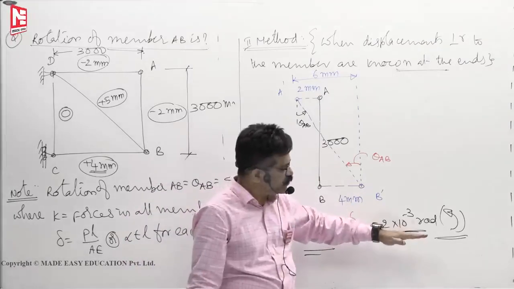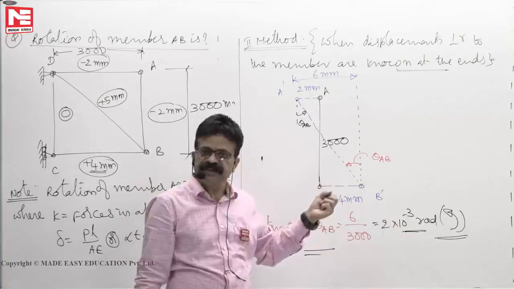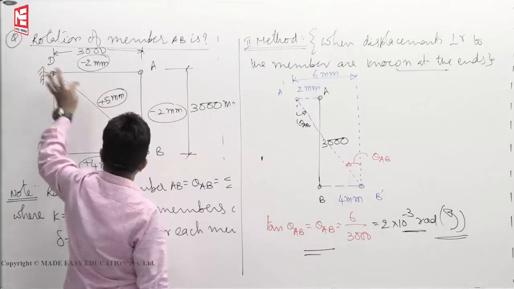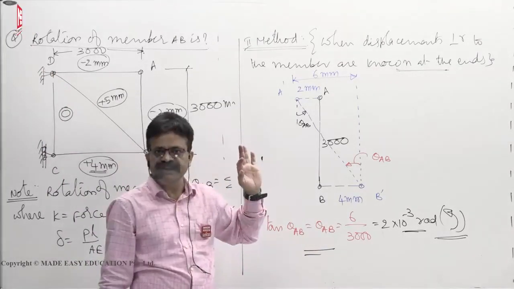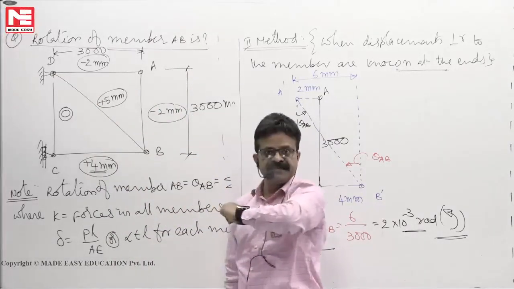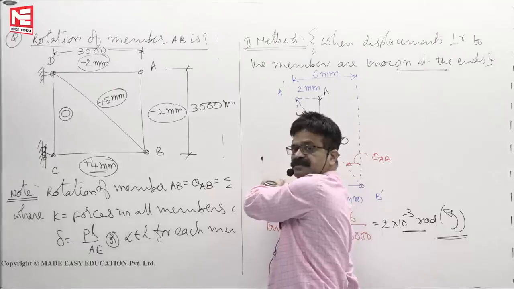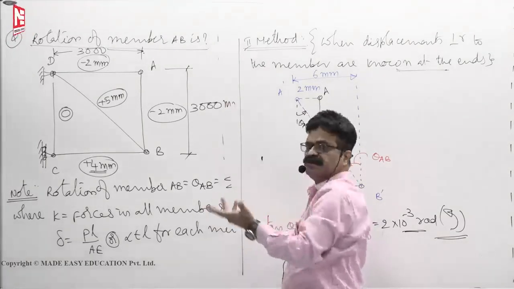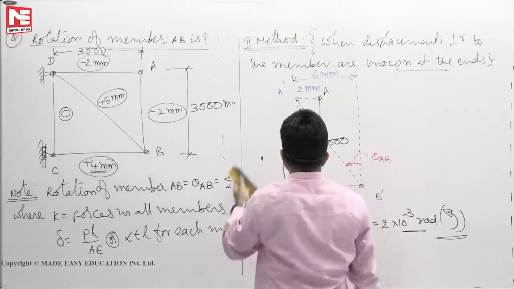Now that you have understood how to complete it in 5 seconds, next time in another GATE paper, they asked the rotation of the member BD. So for the BD member in the perpendicular direction, you don't know the displacements. So this type of graphical way of finding the displacement is not possible. You have to do it completely. So that problem we'll see now.